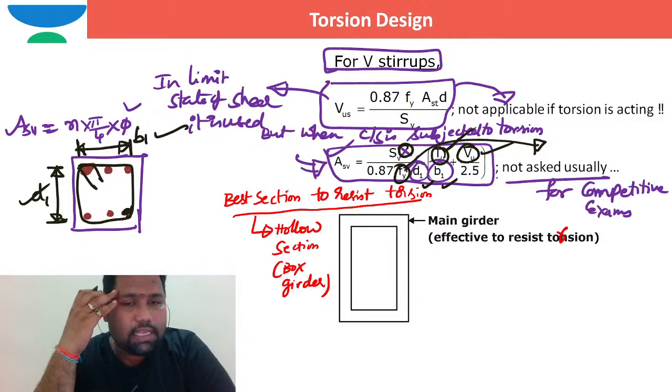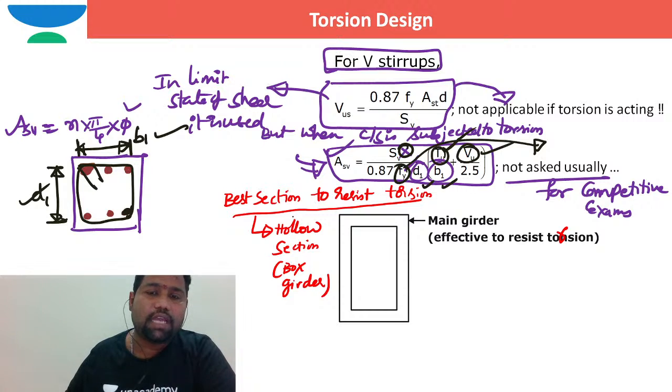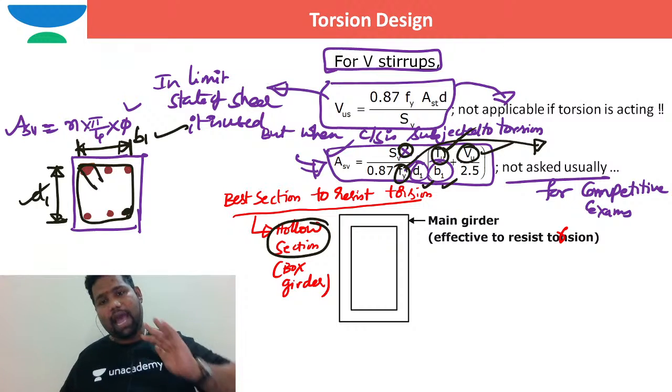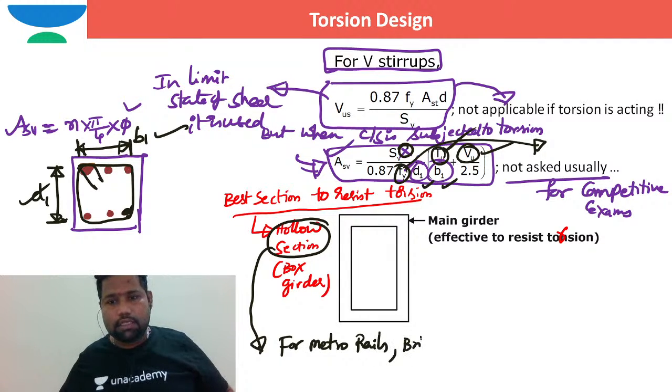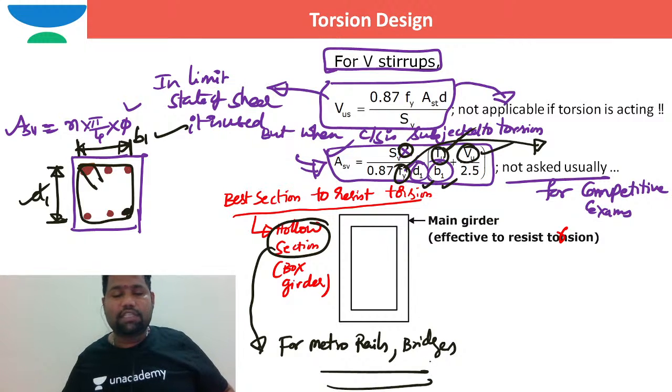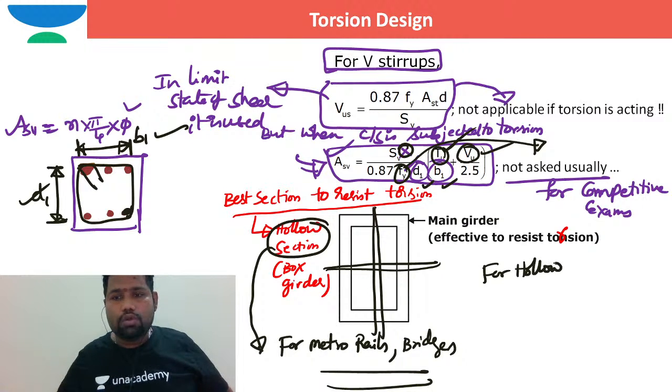So some people will ask, sir, what is the best section to resist torsion? The best section to resist torsion, I can say, is hollow sections. You might have seen hollow sections in girders, especially for metro rail projects and for bridges. Because of the hollow section, with lesser cross-sectional area, a higher polar moment of inertia is possible.